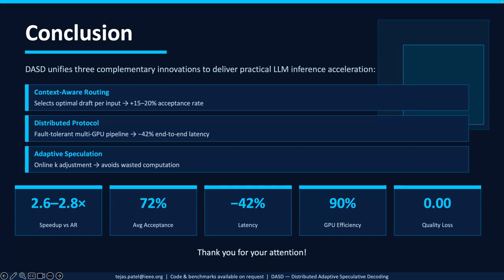I want to emphasize the practical significance of this work. A 2.7 times speedup translates to a 61% reduction in GPU hours per query. At production scale, this is a massive cost reduction and enables the deployment of larger, higher quality models within the same infrastructure budget. Our implementation and the benchmarks are available on request. We hope DSD provides a productive foundation for efficient LLM serving in production distributed systems.